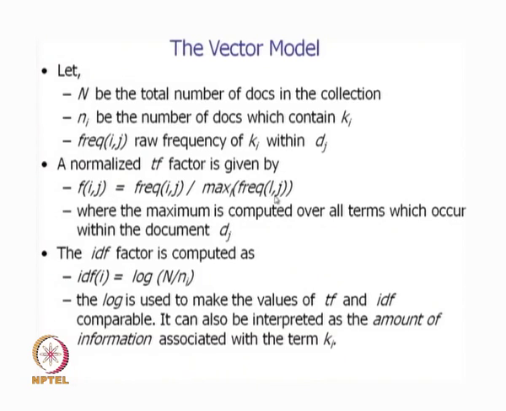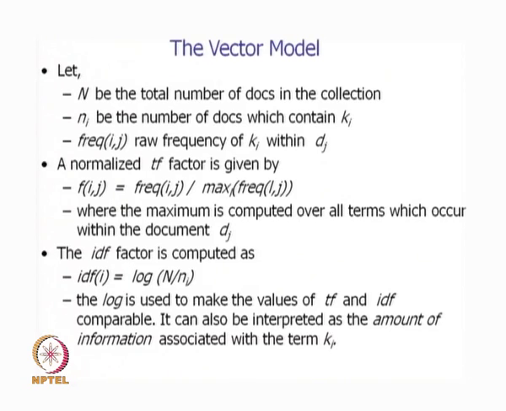So, that means we take every word from this particular document and measure their frequency, pick up the maximum frequency amongst all these, and use it to divide the term frequency of the ith keyword. Okay. So, this maximum is computed over all terms which occur in the document d_j. The IDF factor is computed by a little more complicated formula.